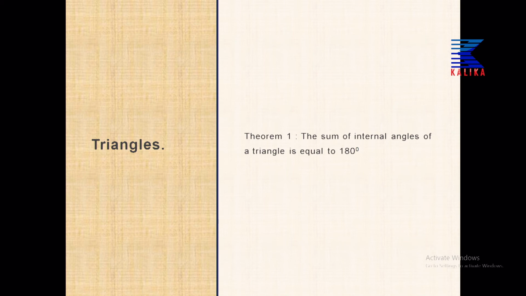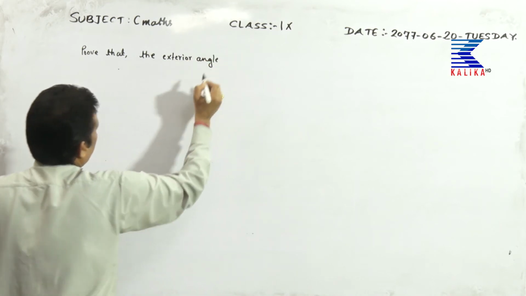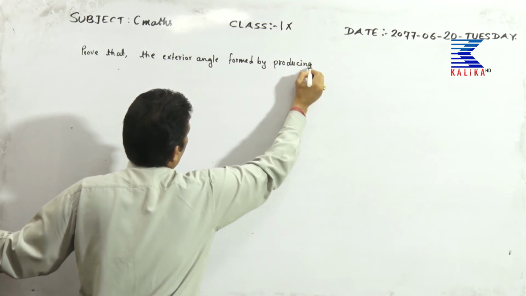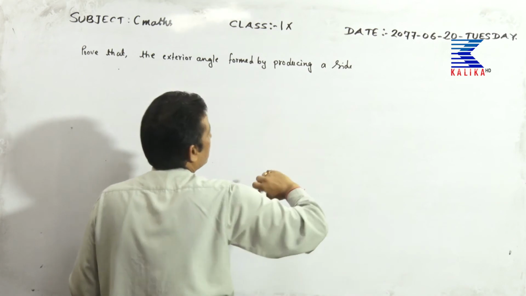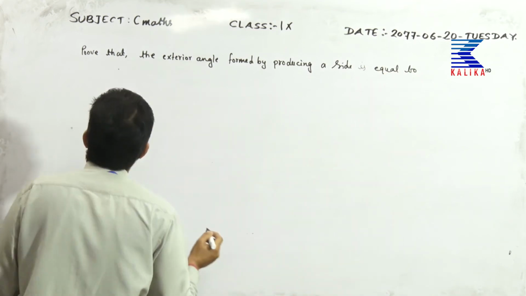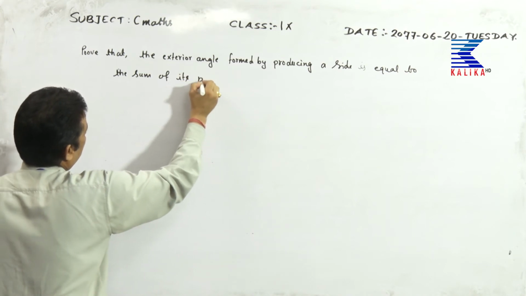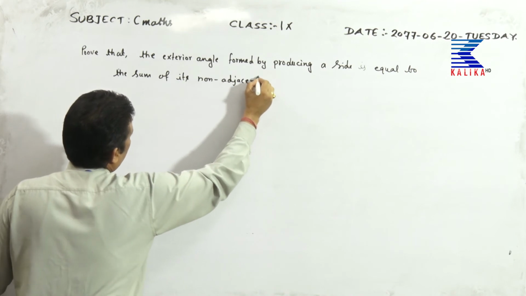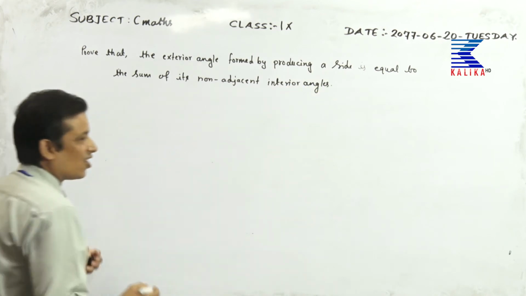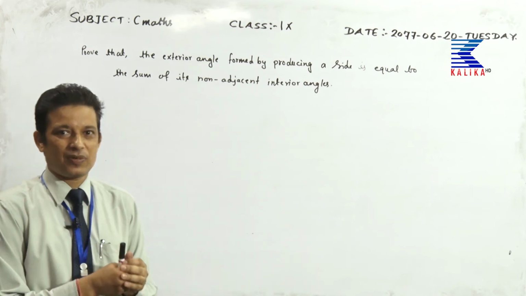Prove that the exterior angle formed by producing a side is equal to the sum of its non-adjacent interior angles. Okay, dear student, I have written one fact here, and we have to learn this theorem as well. This is the second theorem of geometry of standard 9.